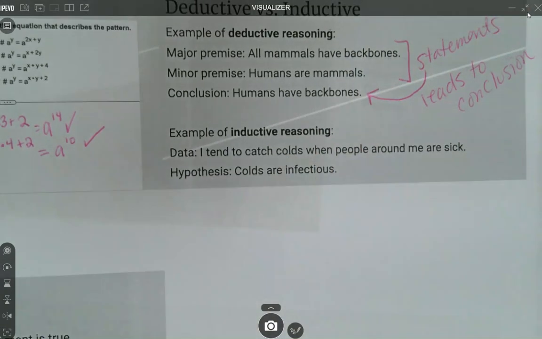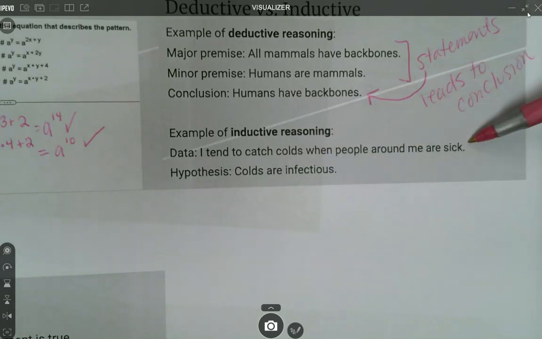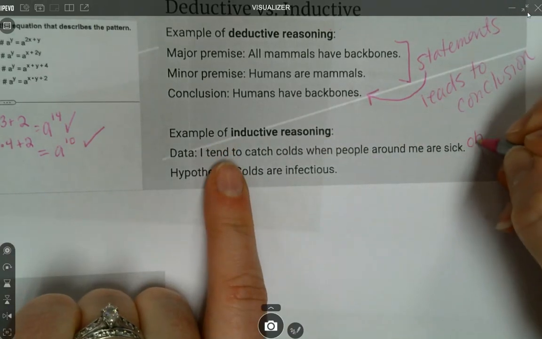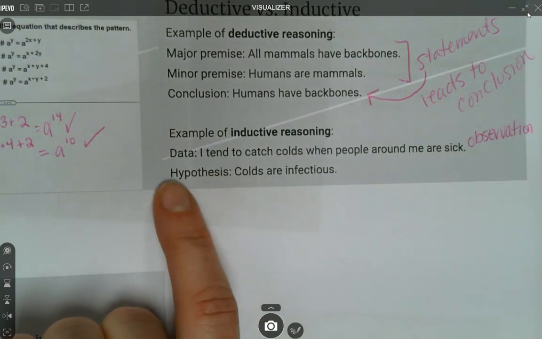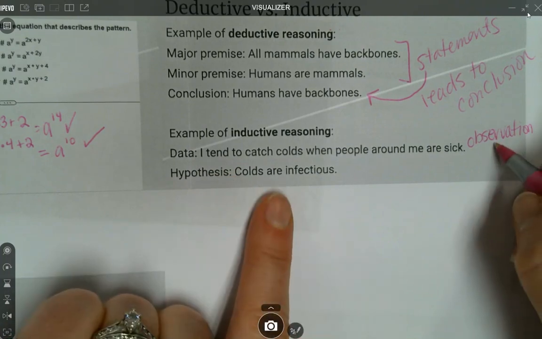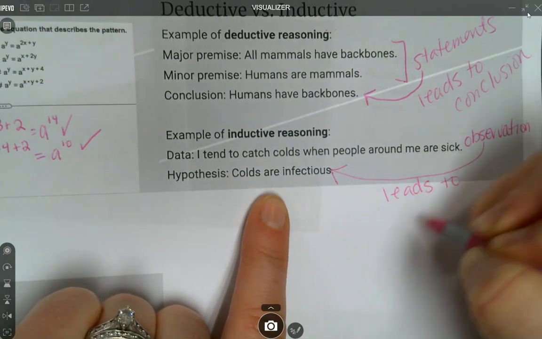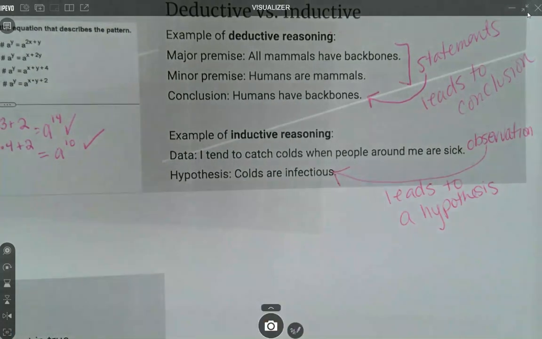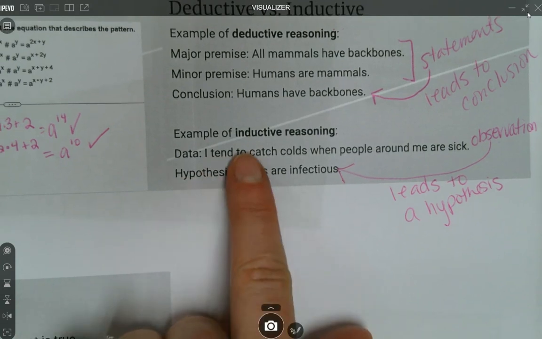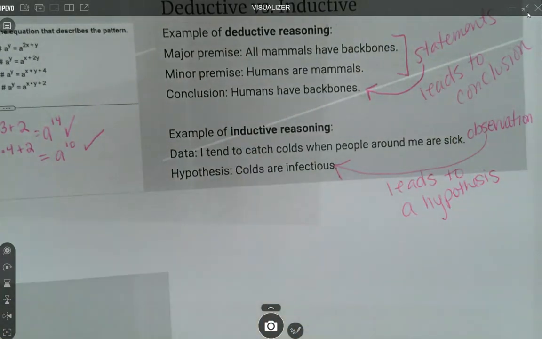All right, the next one is an example of inductive reasoning. So you start with data. I tend to catch colds when people around me are sick. So this is an observation. Hypothesis: colds are infectious. So the observation leads to a hypothesis. That's the difference between inductive and deductive. Inductive is based on observation. Deductive is based on general statements that lead to a conclusion.